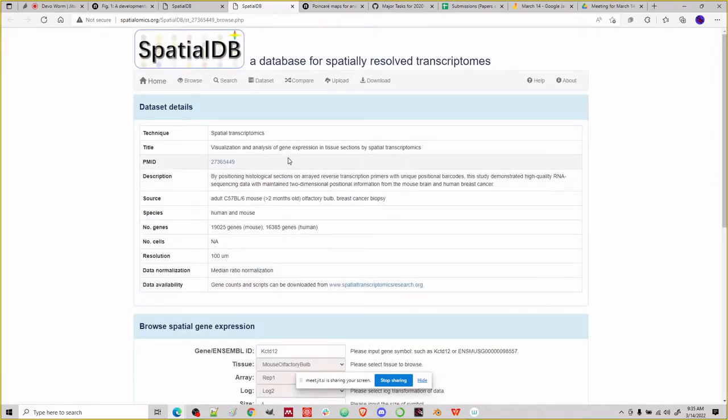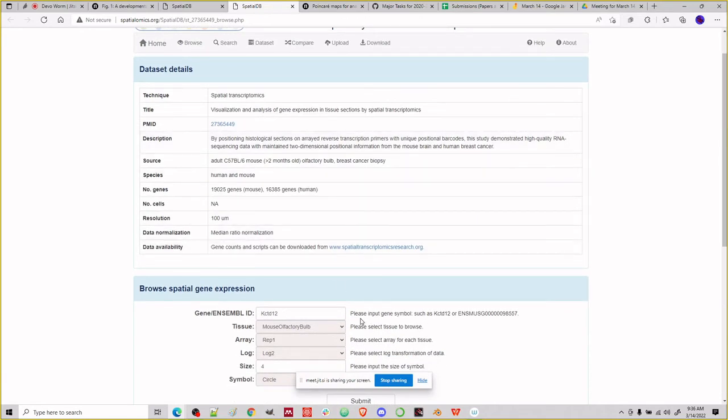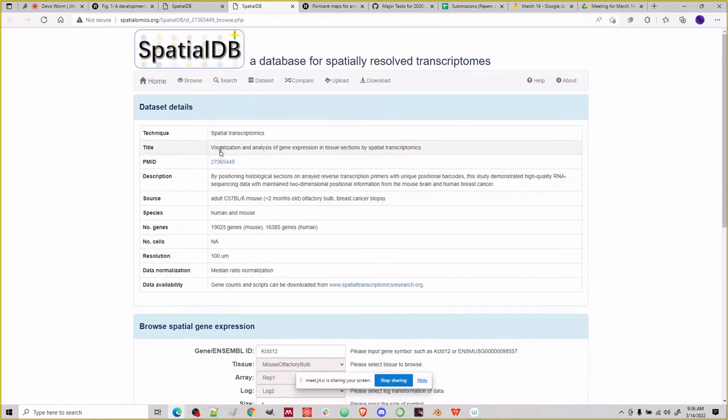So this is, again, I think a data set that they're presenting here. Let's see, by positioning histological sections, which are sections of a tissue, on arrayed reverse transcription primers with unique positional barcodes. It's just the method they use. This study demonstrated high-quality RNA sequencing data with maintained two-dimensional position information for the mouse brain and human breast cancer. So they're able to look at different sources of tissues.